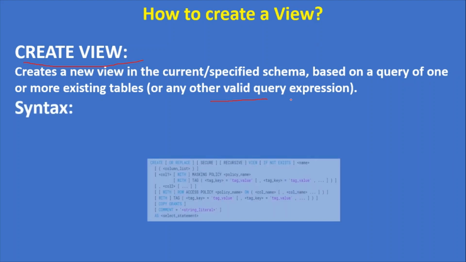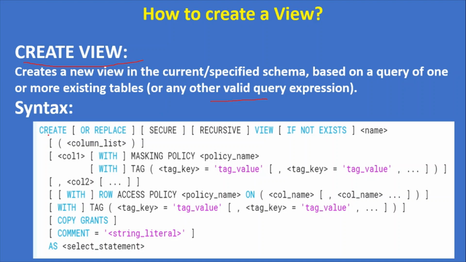Now we'll see the syntax. This is the syntax. CREATE is mandatory. Then OR REPLACE, SECURE, RECURSIVE. If you want to create a normal view, you don't need to specify secure or recursive. If you want to create a secure view, you just specify the SECURE keyword. If you want to create a recursive view, then we have to use the RECURSIVE clause as part of the CREATE OR REPLACE VIEW syntax. And this is IF NOT EXISTS, it will create the view only if it doesn't exist.